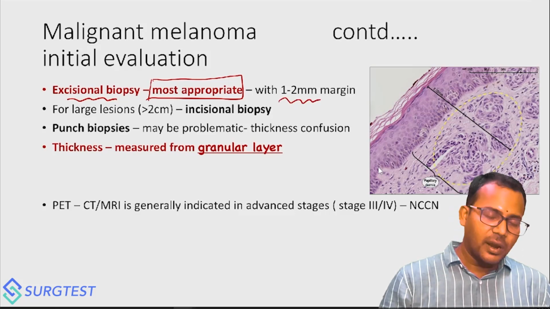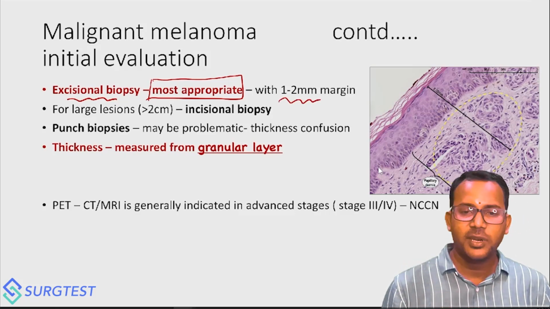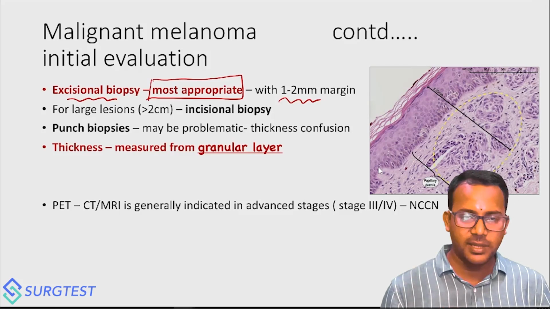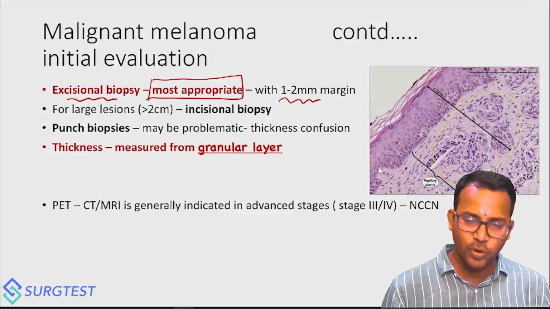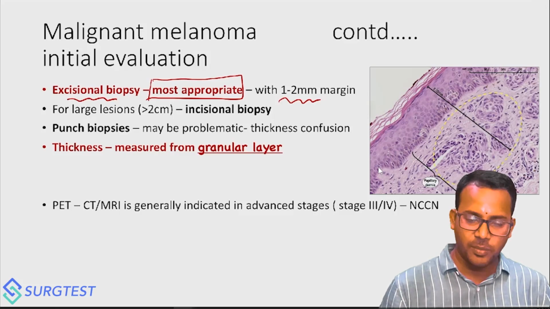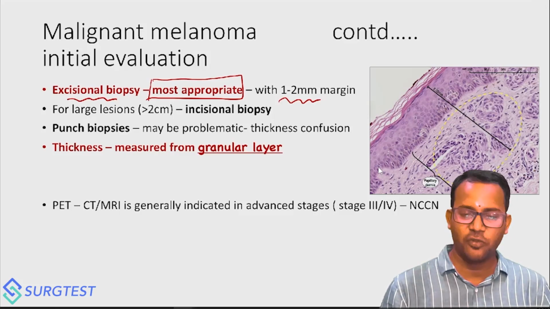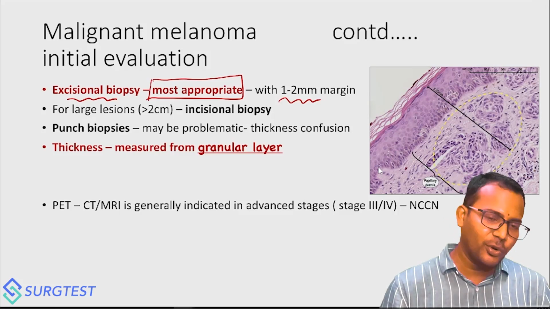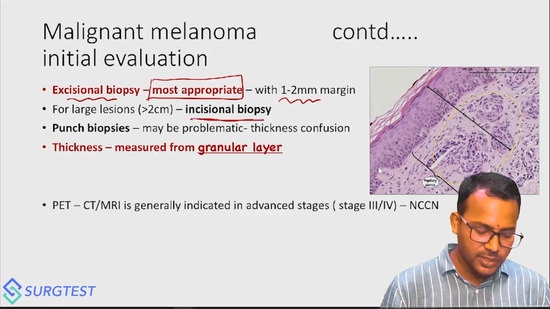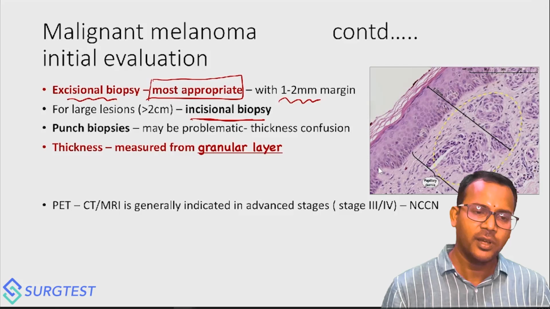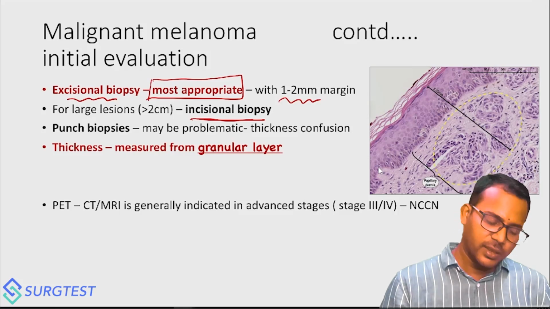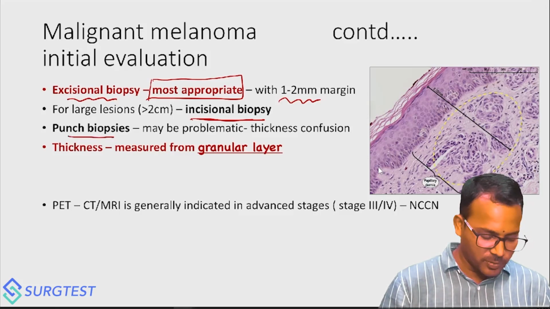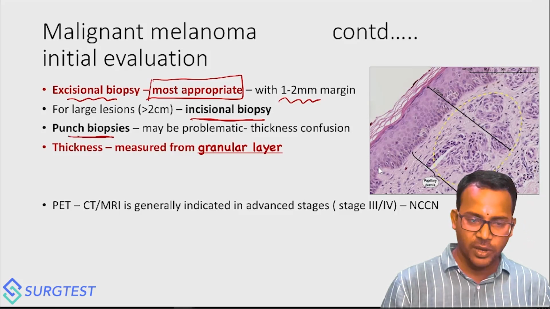Okay. For a large lesion which is more than 2 centimeters, and that too if it is present near the face or a part of the body wherein you cannot give much margin, or which will cause deformity, you can go ahead with the incisional biopsy. So it is accepted for a large lesion which is more than 2 centimeters, you can take an incisional biopsy. Okay. The third in order would be your punch biopsy, which is least advised.